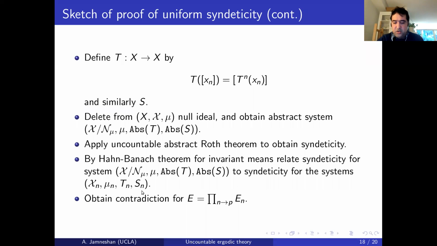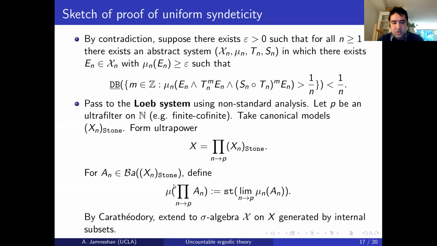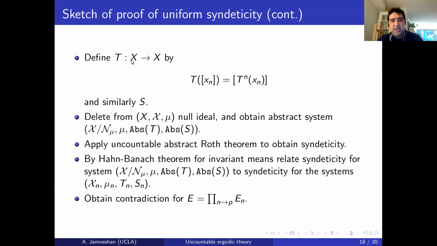And then we can use the Carathéodory extension theorem to pass from those cylinder sets to a sigma algebra and get a real measure on that. That system is called the loop system, which is constructed from those sequences of systems. And one can also define on that ultra limit an action. You define the action on such an equivalence class of sequences by pointwise actions on the elements of the sequence and then taking the equivalence class. And similarly, you can do that for S.